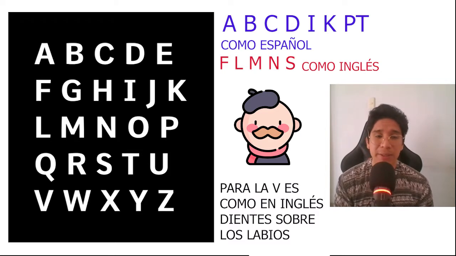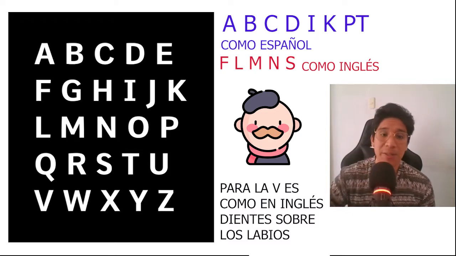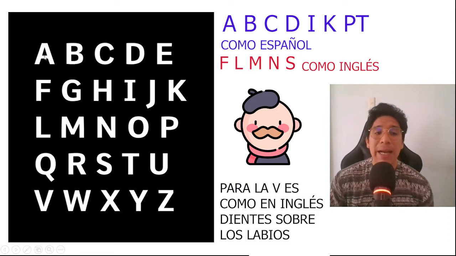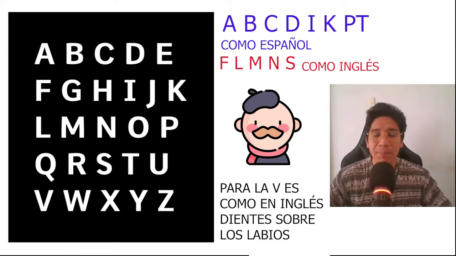So the alphabet. This is like in Spanish, of course. We have A, B, C, D, like Spanish, which is your native language. Then we have, in English, we say E, but in French, we say E. So, A, B, C, D, E, like that.